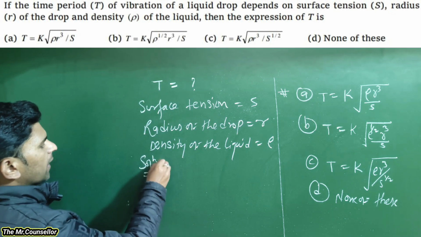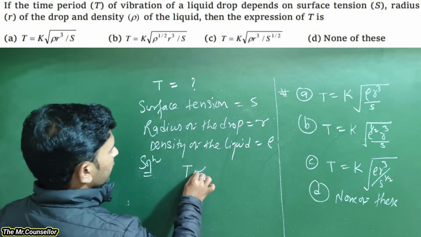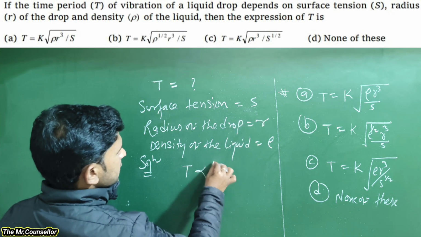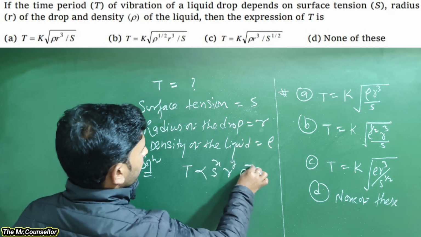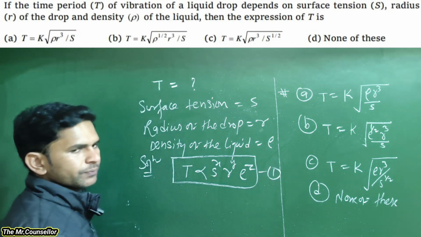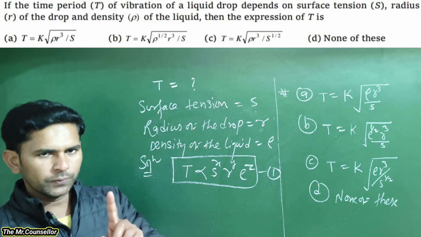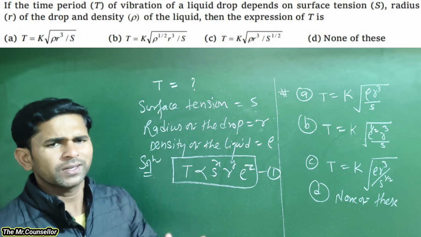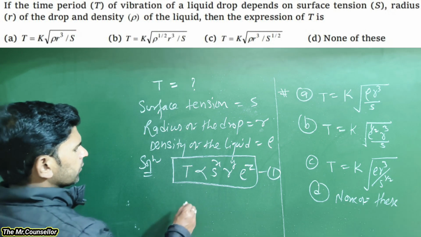So, the same method as you did before. You can write T is proportional to S power X, R power Y and rho power Z. First you will mention this one. If you remove that proportionality, you will write K there. Last we can write, no problem.